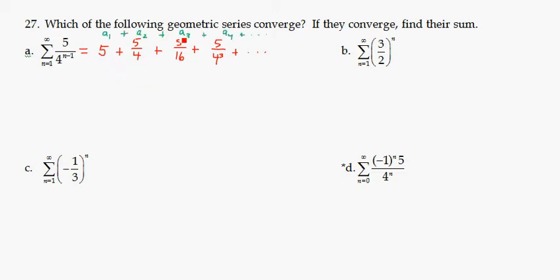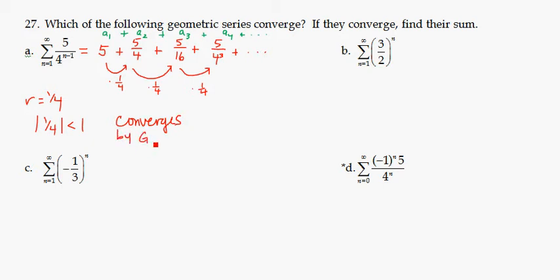And so what I want to notice here is that to get from one term to the next, so to get from 5 to 5/4, I would have to multiply by 1/4. If I wanted to get from 5/4 to 5/16, I'd have to multiply by another 1/4. And so I'm getting this common ratio, every time I'm multiplying by 1/4. So that tells me right here that my common ratio is 1/4. Since the common ratio is 1/4, and I know the absolute value of 1/4 is less than 1, I know that this series converges by the geometric series test.